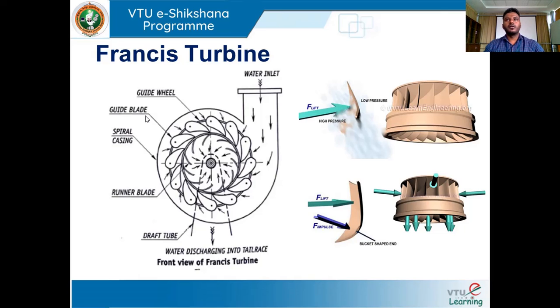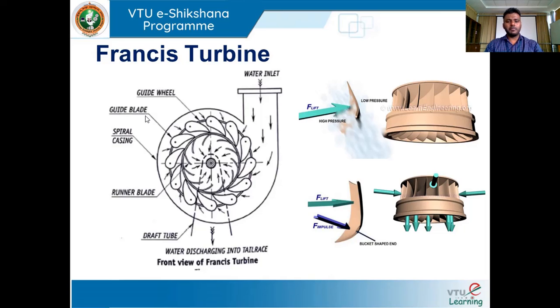So for example, if there is a more power requirement, there is more load acting on the turbine. In such a case, more flow rate should enter into the runner wheel. So the guide blade can be adjusted such that the maximum flow rate enters into the runner blade. If there is a low demand, so low power requirement at the output, then the guide blades can be adjusted such that the flow rate entering into the runner blade will be a minimum.